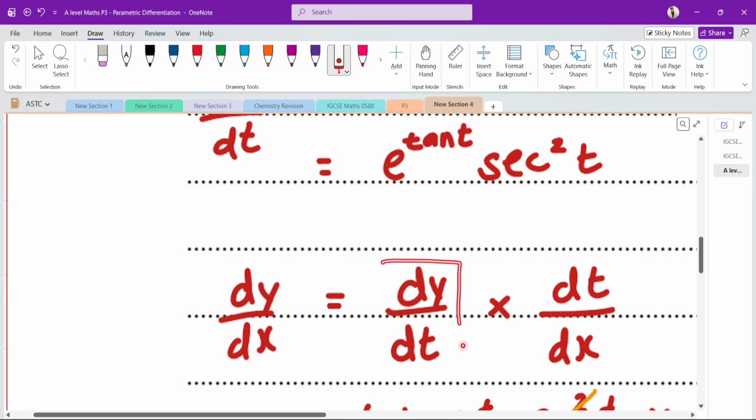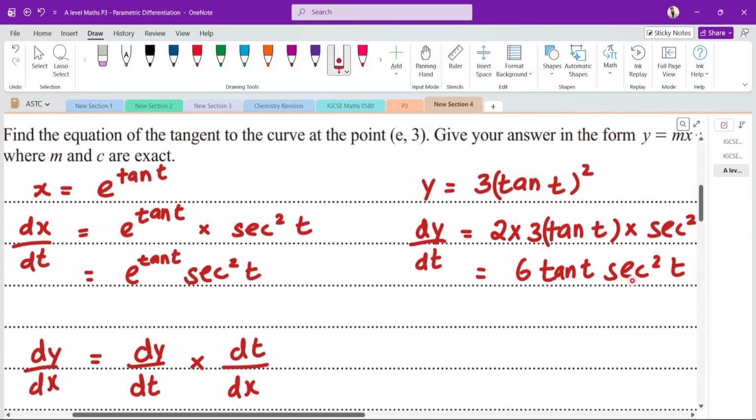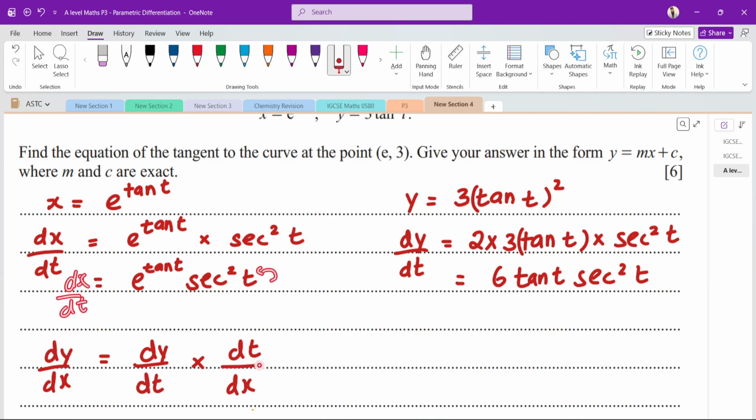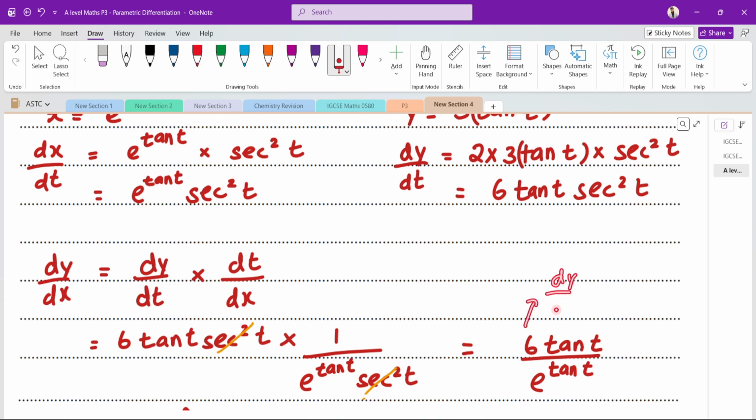Now, we already know dy/dt. That's what we found over here, so we just write this as it is. However, over here we have dt/dx, but what we found was dx/dt. So I'm going to take the reciprocal of this so that I can get dt/dx. That's why this becomes 1 upon e to the power tan t times sec squared t. Sec squared t cancels from both sides. Multiply it. This is what you're going to end up with. So this is your gradient function. This is your dy/dx.